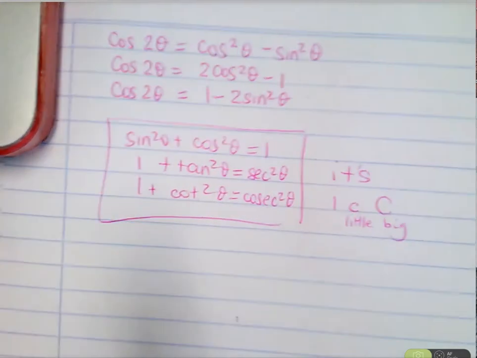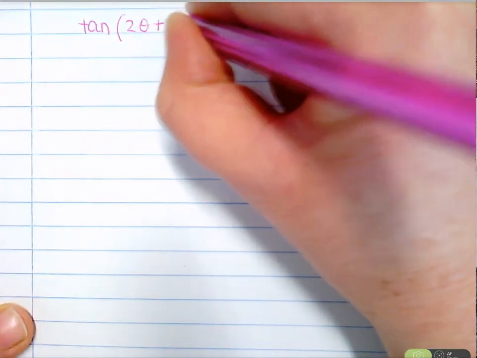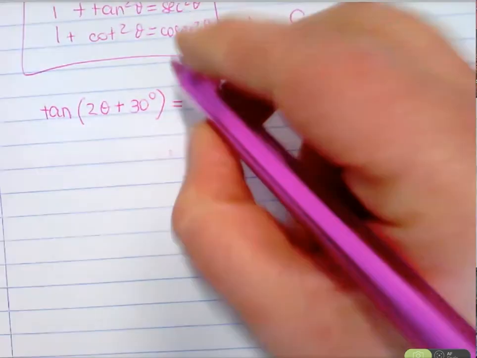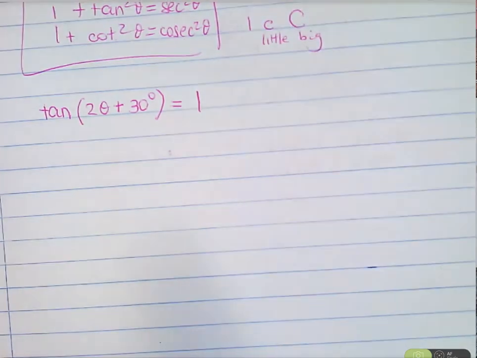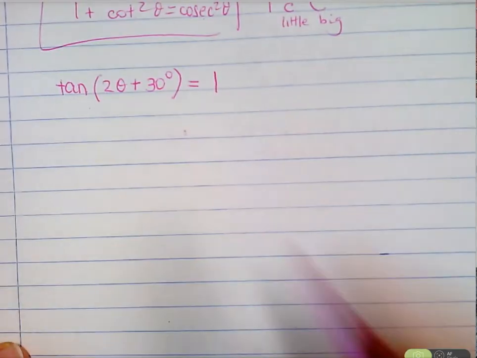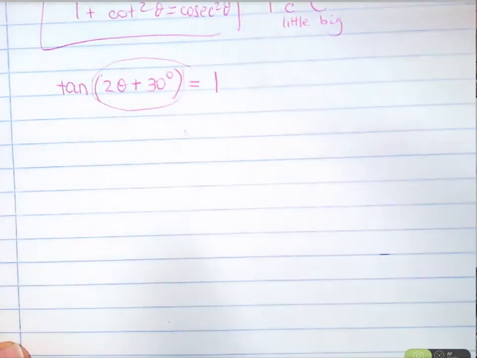All right, anyone got the Cambridge one? General solution. What if I give you tan of 2 theta plus 30 equals 1? This is a horrible one, but it's not as bad as what you think. Remember, treat this all as one thing.